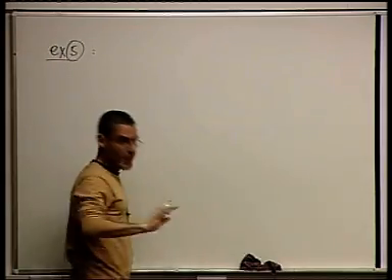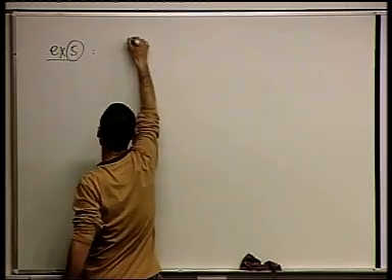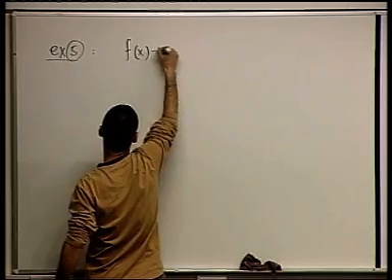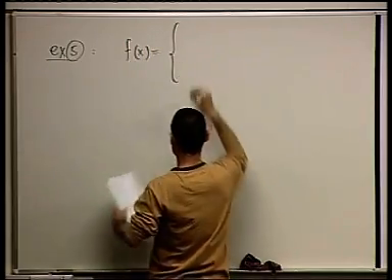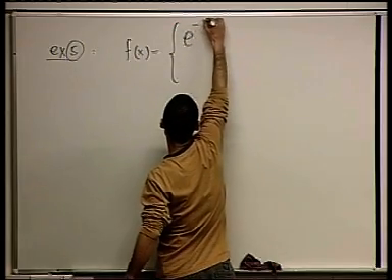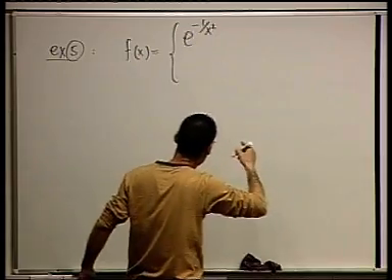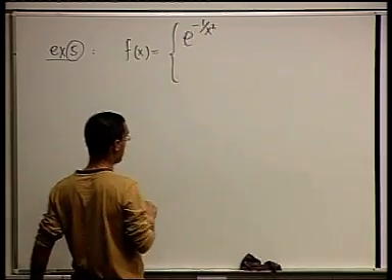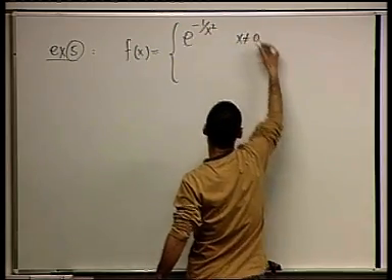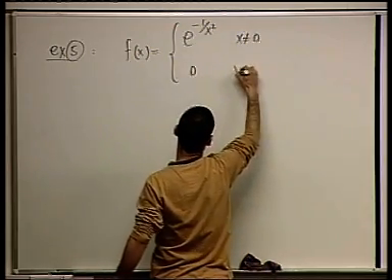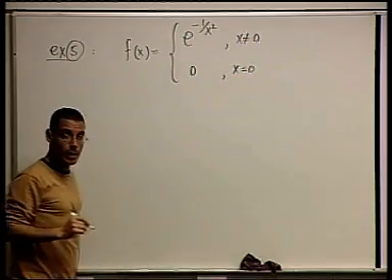So we're going to go back to working around a equals 0, but the function is going to be slightly more interesting. So the function is going to be the following. It's going to be e to the power minus 1 over x squared, and this is only defined when x is not 0, and when x is 0, I'm just going to define it to be 0. Okay?